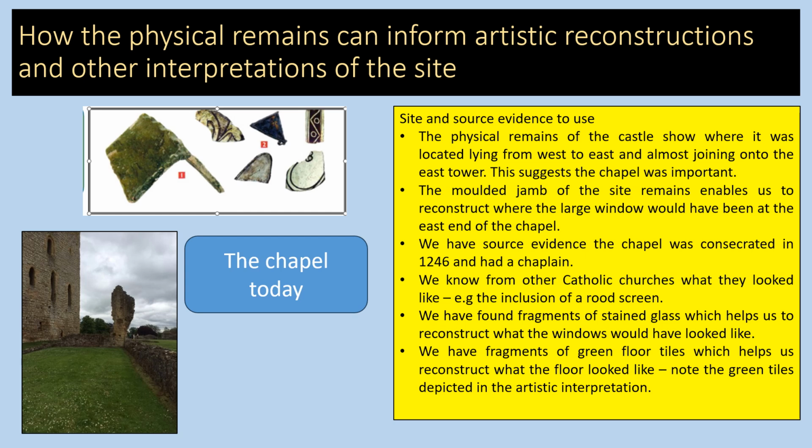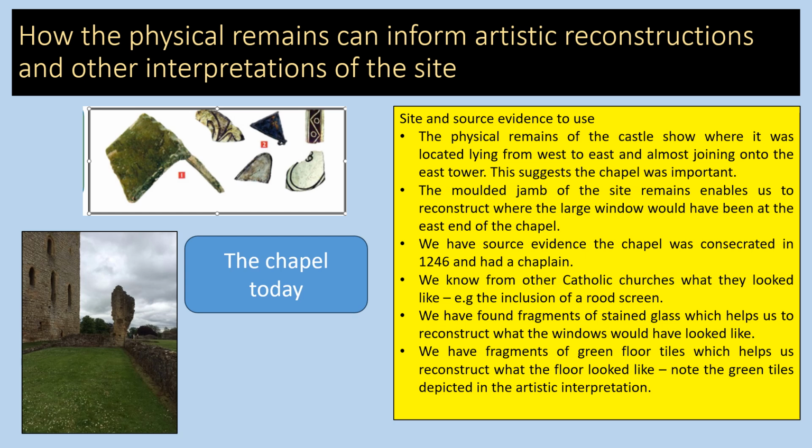So when we're thinking about the chapel, the physical remains of the castle show where it was located, lying from west to east and almost joining onto the east tower, suggesting the chapel was important. We've got the moulded jamb, that bit sticking up there is the moulded jamb. Remains enables us to reconstruct where the large window would have been. We've got source evidence actually that the chapel was consecrated in 1246 and had a chaplain.